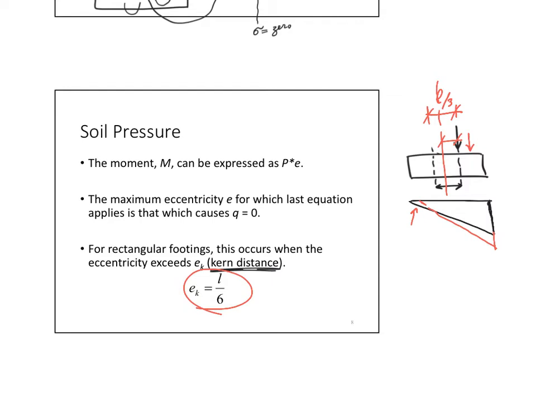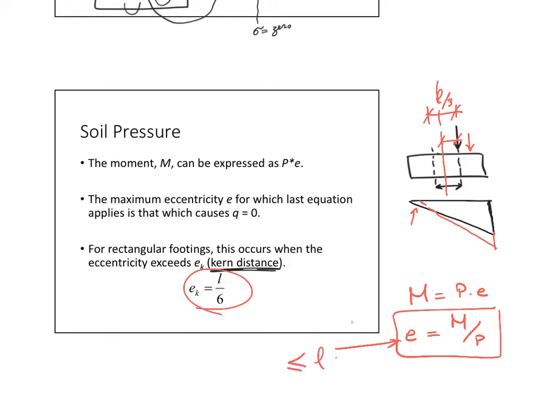So I will convert my moment to be in terms of P. Again, moment equals P times e. So I calculate my e equals M divided by P, and I make sure that the e is less than or equal to L over 6. If it's less than or equal to L over 6, then you did not uplift and you are all compression. If it goes beyond L over 6, that means part of it is uplifted and not in contact with the soil.